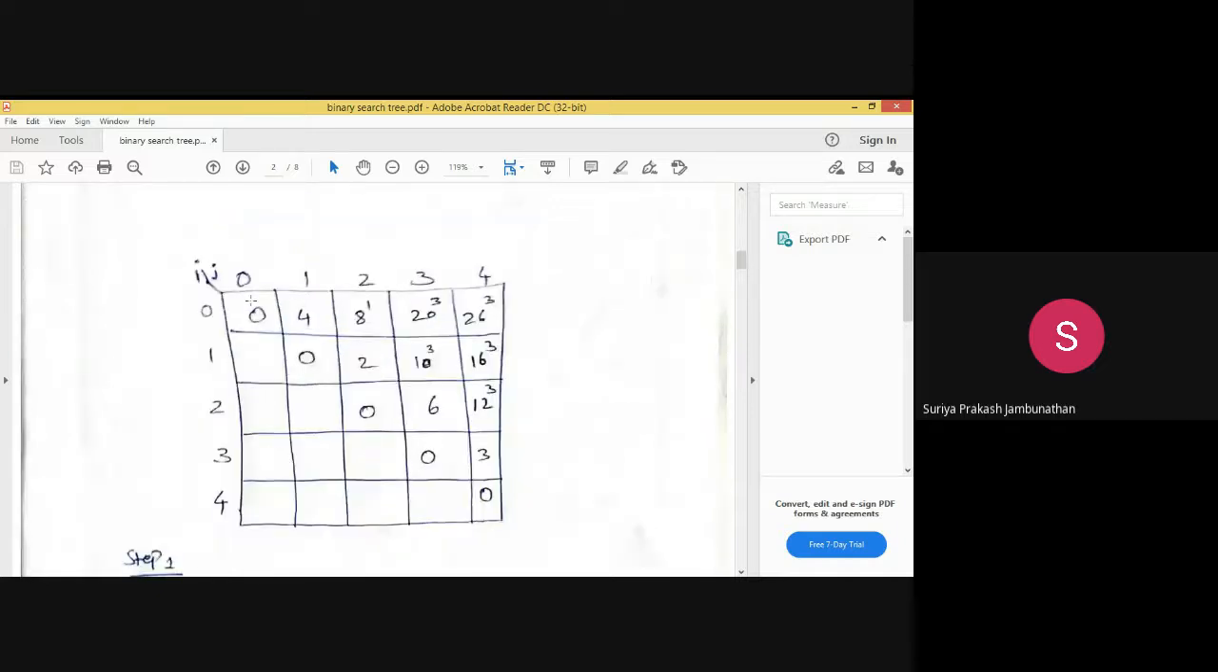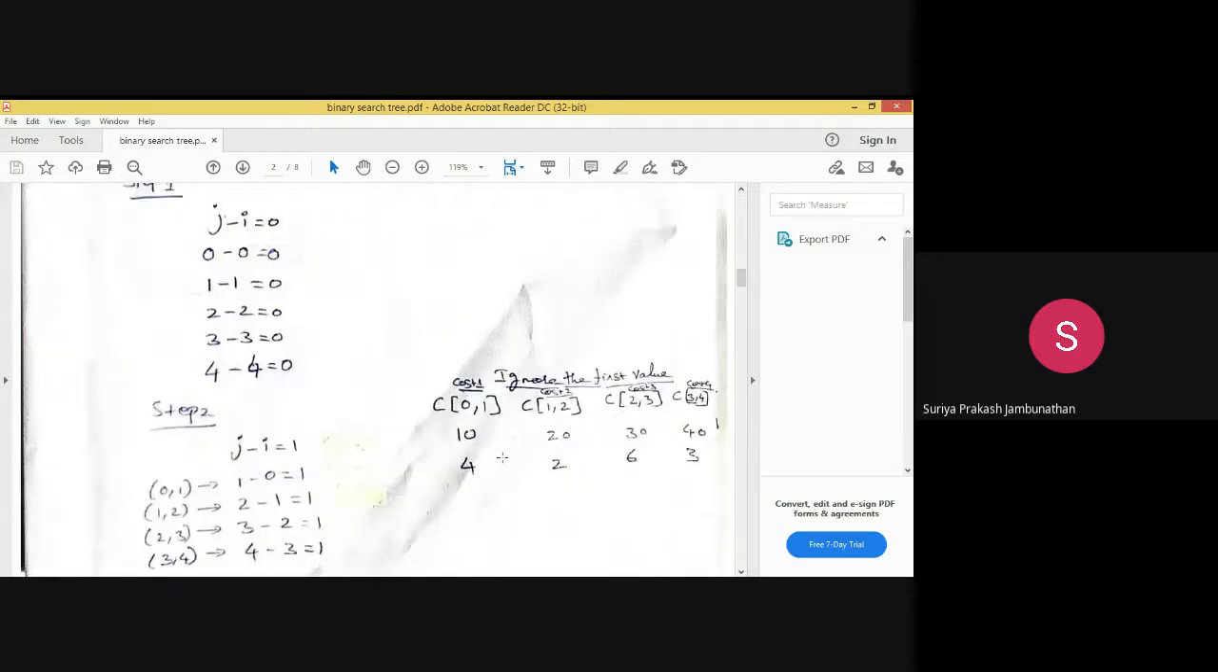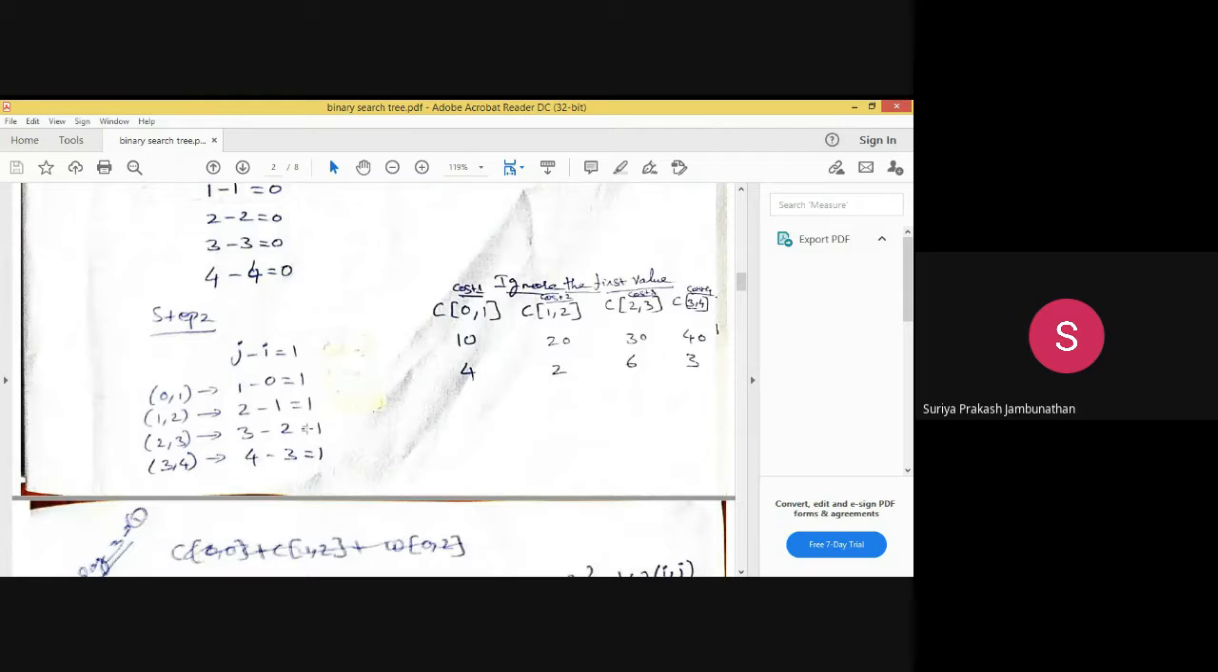So 1 minus 0 results in 1, 2 minus 1 results in 1, 3 minus 2 results in 1, and 4 minus 3 results in 1. This second level of diagonal, which I filled with 4 2 6 3, we have to fill using step 1 and step 2. So as I told, 1 minus 0 we identified 1, 2 minus 1 we identified 1, 3 minus 2 we identified 1, and 4 minus 3 we identified 1.